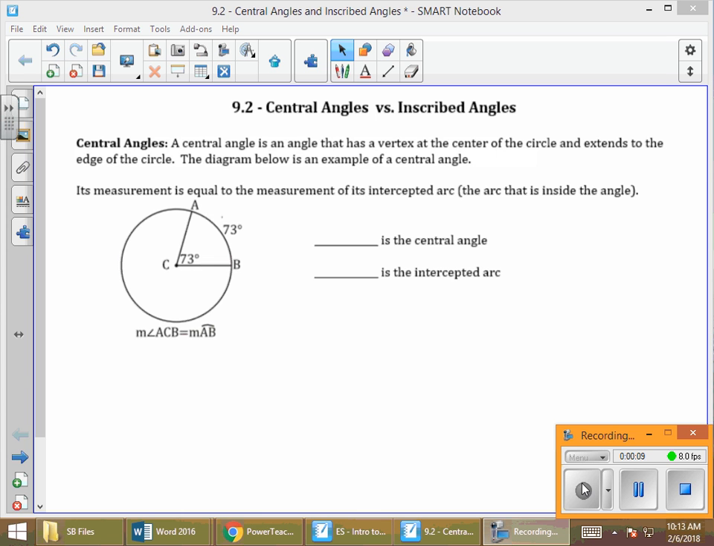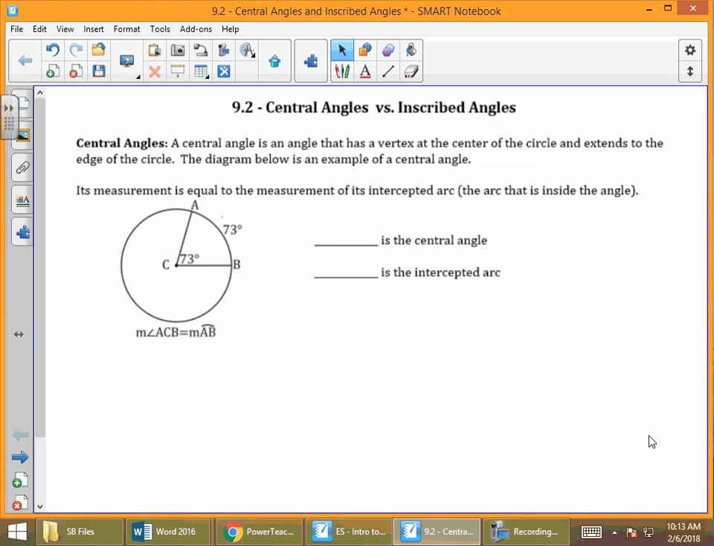We take a look at 9.2. We're going to talk about central angles and inscribed angles. They're two special types of angles that we use when dealing with circles. And a central angle is just an angle whose vertex is at the center of the circle. What's really important about central angles is that its measurement is equal to its intersected arc.